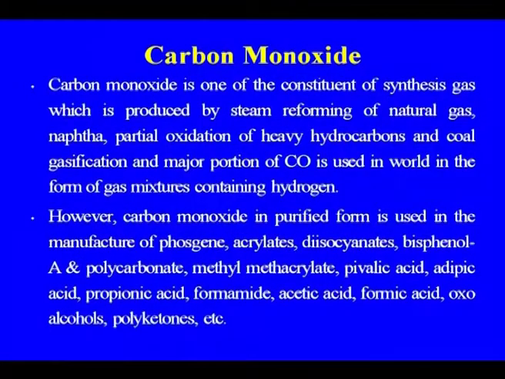However, the carbon monoxide in purified form is used in the manufacture of this. Already we discussed the various products like phosgene, acrylate, diisocyanate, bisphenol, where we are using the phosgene, polycarbonate. Again, the bisphenol is raw material for polycarbonate, methyl methacrylate, then the adipic acid, propionic acid, formamide, dimethyl formamide, acetic acid, formic acid, oxo alcohols, and a large number of petrochemicals which can be derived from the synthesis gas or the CO.